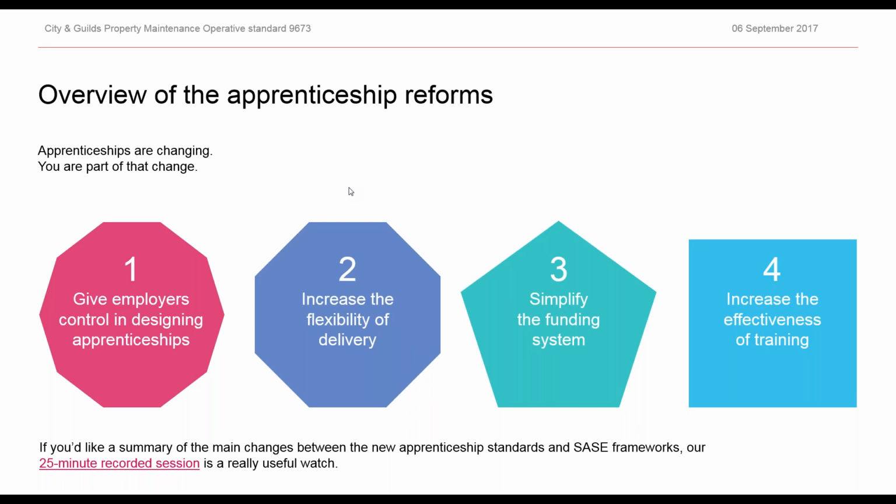So, the first point: the apprenticeship reforms and the new trailblazers were to help give employers control of designing these apprenticeships. You'll be able to see that as part of this process the employers have been heavily involved in creating the standard, creating the assessment plan, and then supporting and working with us to create the qualification to underpin this apprenticeship. Secondly, it's there to increase the flexibility of delivery, designed to those employer needs, simplify the funding system, and increase the effectiveness of that program and training because it will meet those employer needs much more closely. If you'd like a summary of the main changes between the new apprenticeship standards and the SAGE frameworks, we have a link at the bottom with a really useful 25-minute recording session.